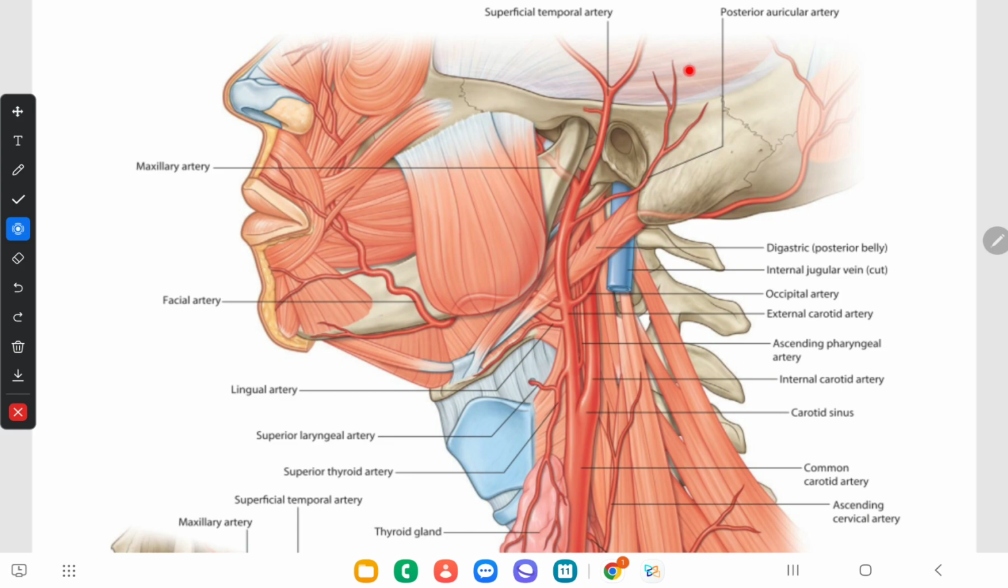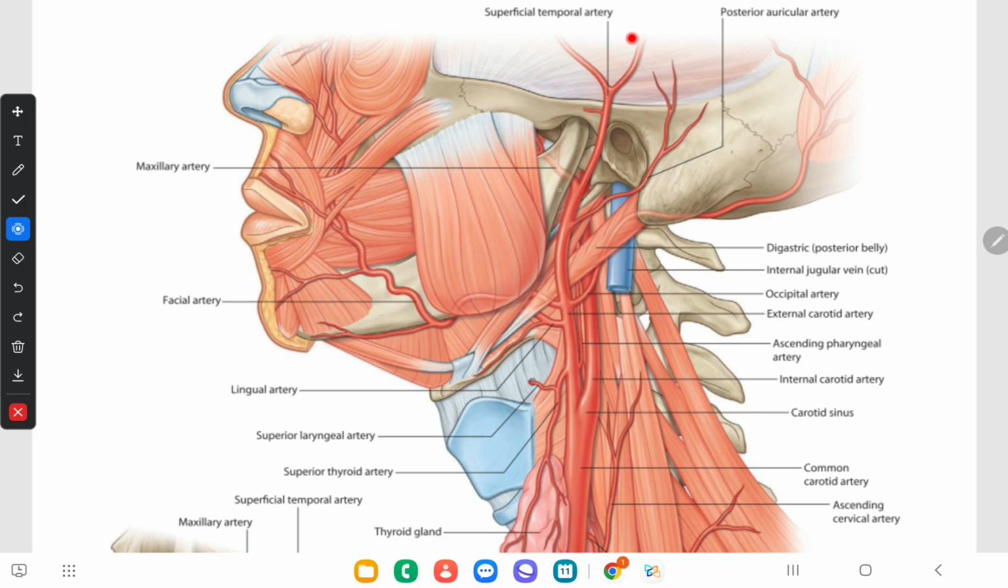Then the terminal branches are the superficial temporal artery and the maxillary artery. The superficial temporal artery ascends over the zygomatic arch. This is the zygomatic arch. It ascends over the zygomatic arch, and you can feel the pulsations in front of your auricle clearly. It is accompanied by the auriculotemporal nerve and supplies the temporal region of the scalp.